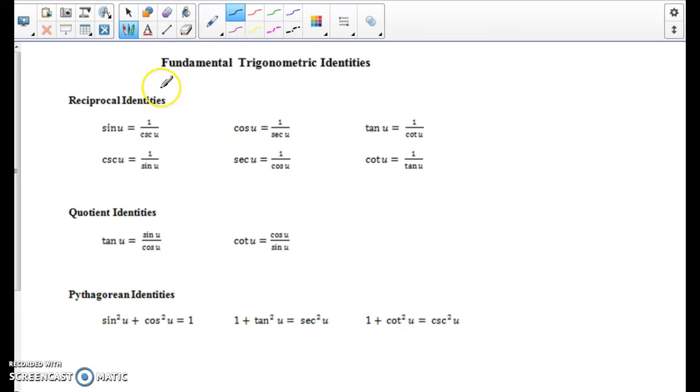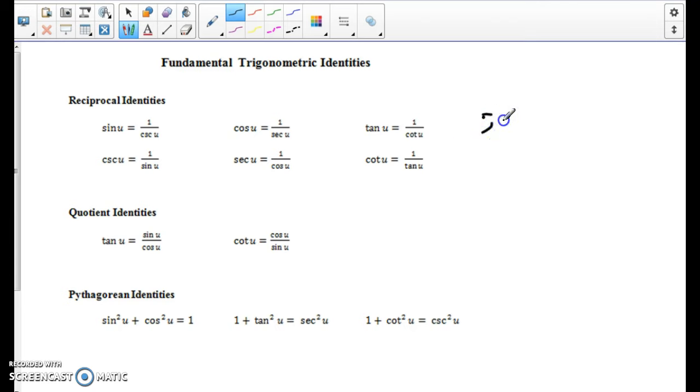So let's take a look at the ones we already know, the reciprocal identities, that the sine is 1 over cosecant, and the cosecant is 1 over sine. Cosine is 1 over secant. Secant is 1 over cosine. Tangent's 1 over cotangent. Cotangent's 1 over tan. So in other words, remember they're just reciprocals.